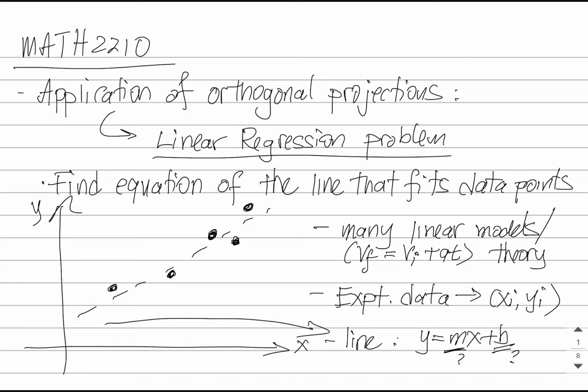So a lot of ideas in science have linear models. So for example, V final equals V initial plus AT. That's a theoretical model. But what we do is we do experiments and we collect data points, xi, yi, and then we say, okay, what line fits those data points? So coming up with the slope and the y-intercept of that line will be solving our problem. We found the line that fits the data.